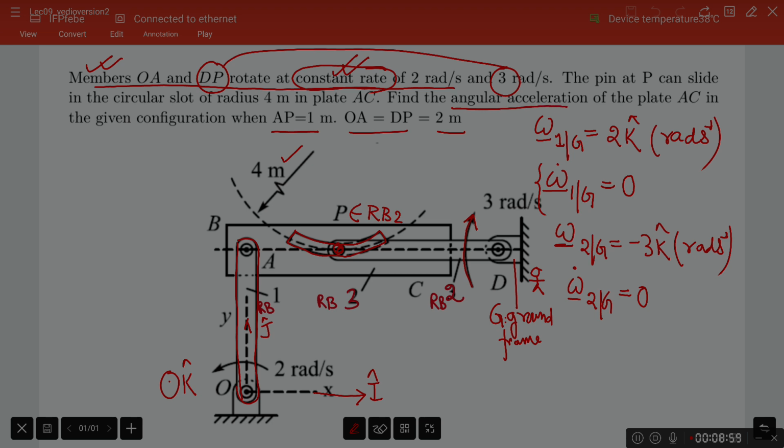Then I focus on what is being asked in this textual language. Find the angular acceleration of the plate AC. So plate AC is RB3. They are asking for angular acceleration omega dot 3g. This is what is being asked. Even though it is not written explicitly here, the author's intention is to say find the angular acceleration of the plate AC with respect to ground. And thus I am saying we need omega dot 3g.